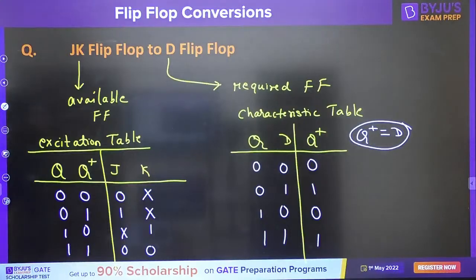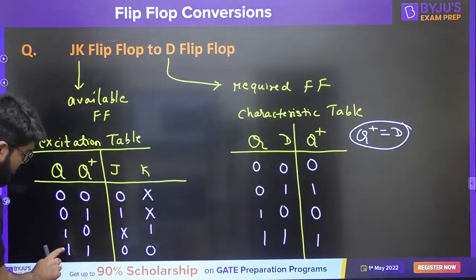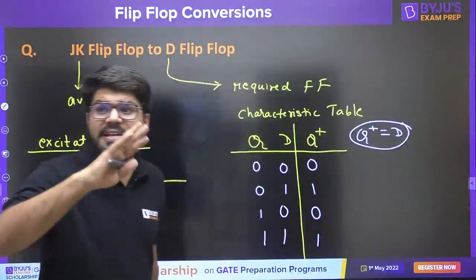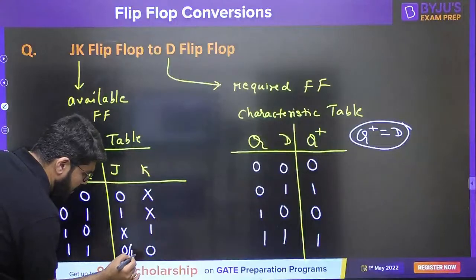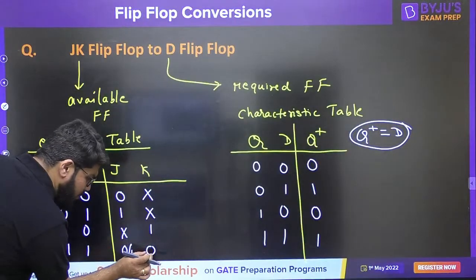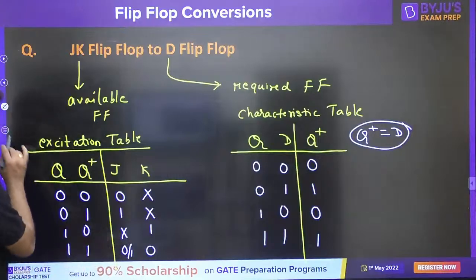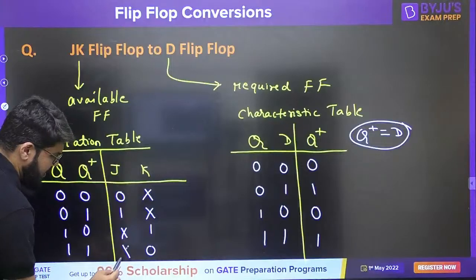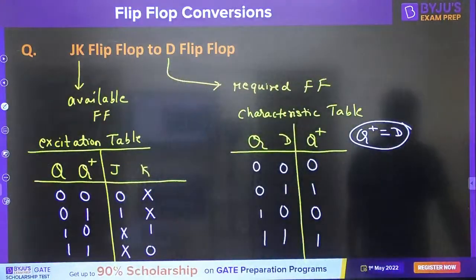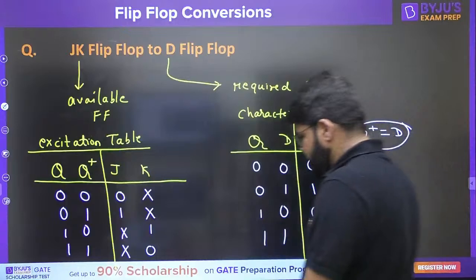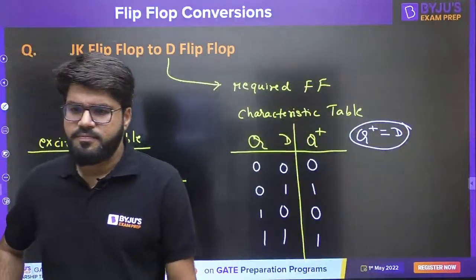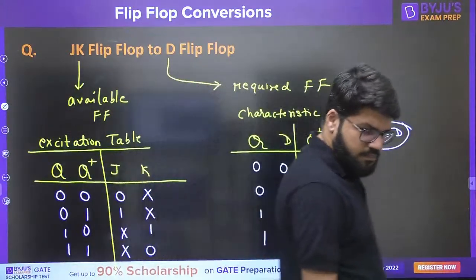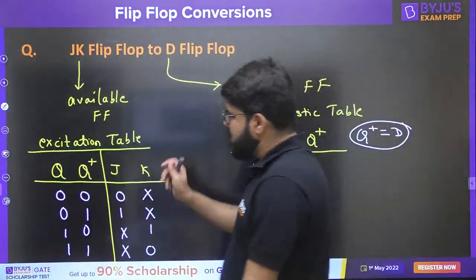Okay, what should be the next? 1 to 1. So current state 1, next state 1. Next state 1 means the device is set. You can think like that also. Device is set if J is 1, K is 0. So what is common? K has to be anyway 0. J can be either 0 or 1. So J can be in the X state. So this is known as the X0. This is the final thing, right? So this is the excitation table.